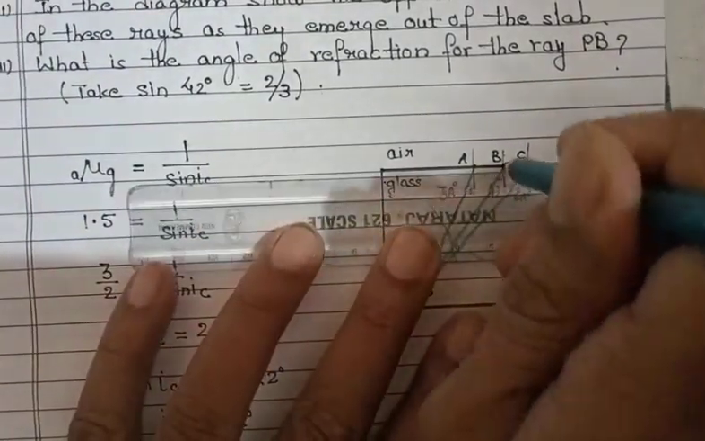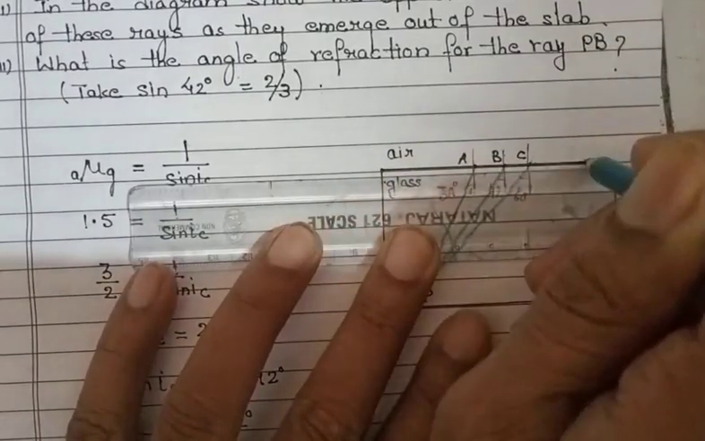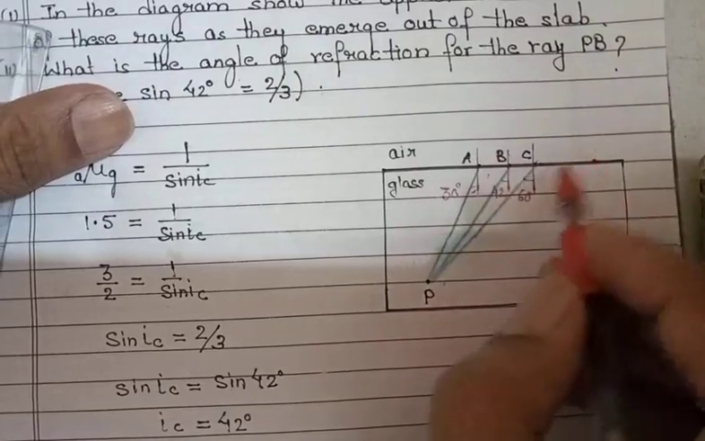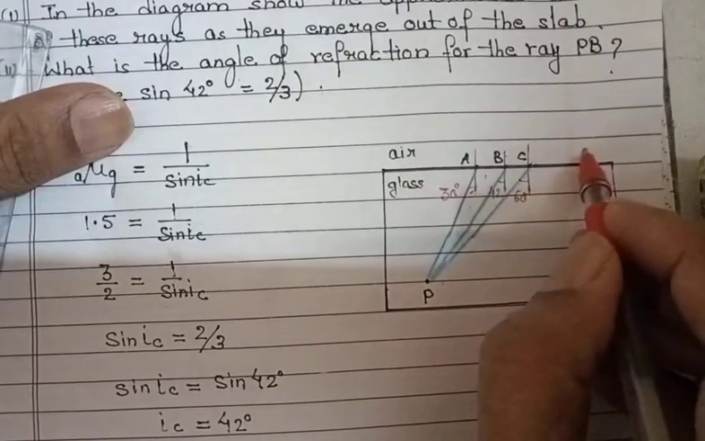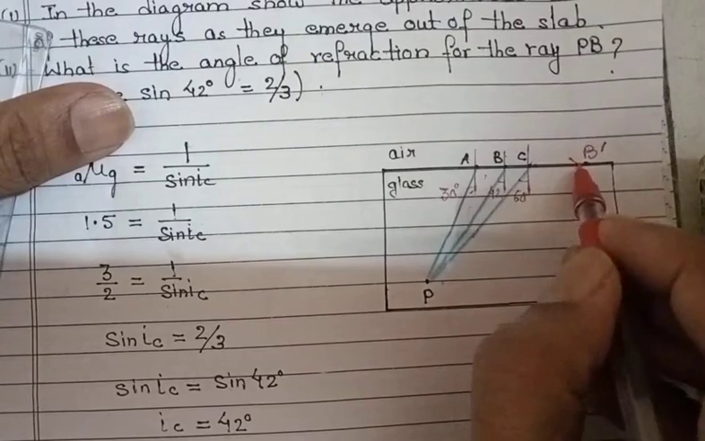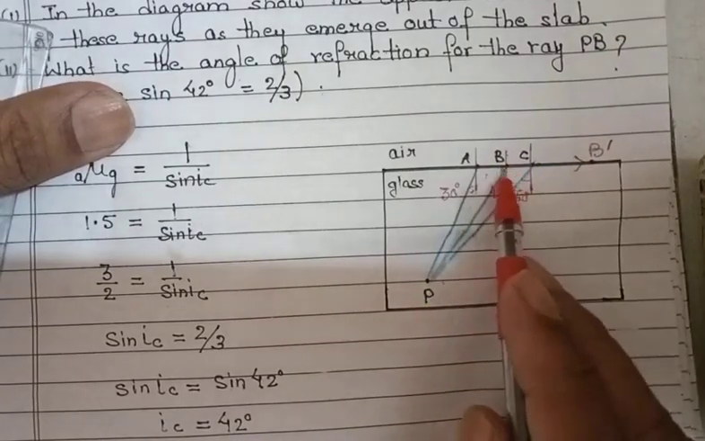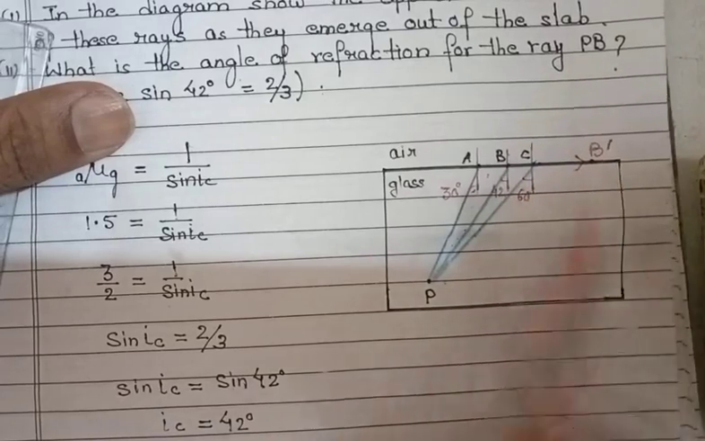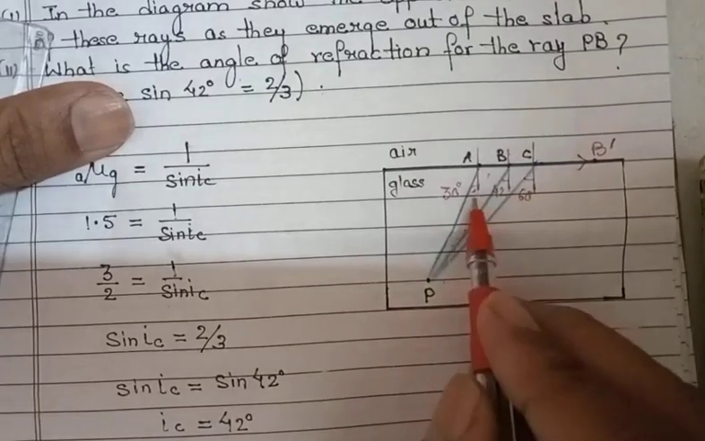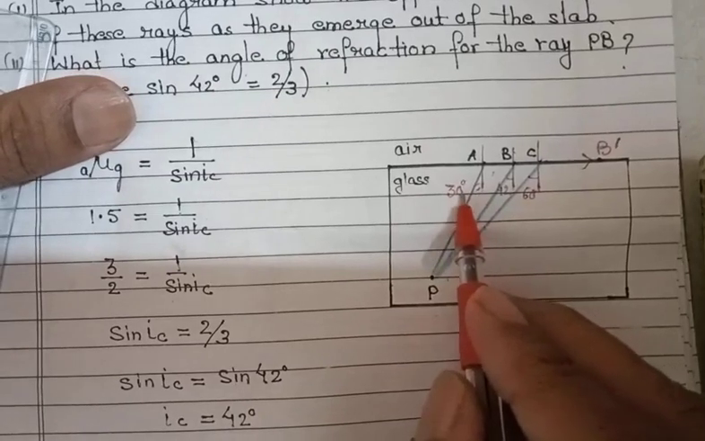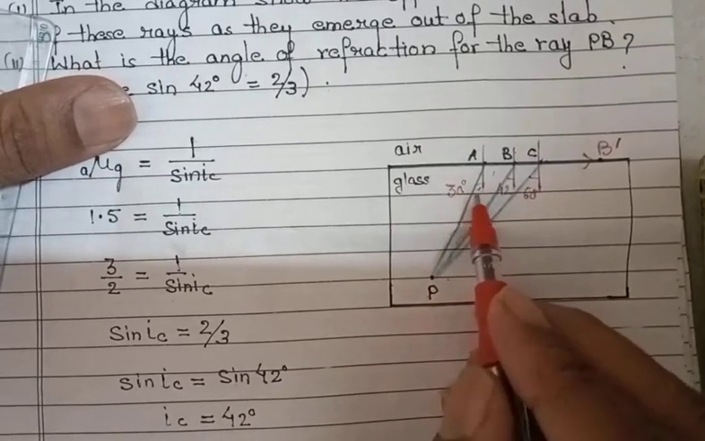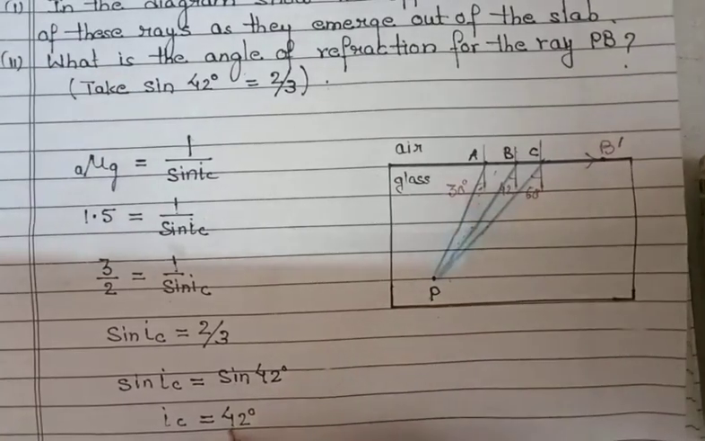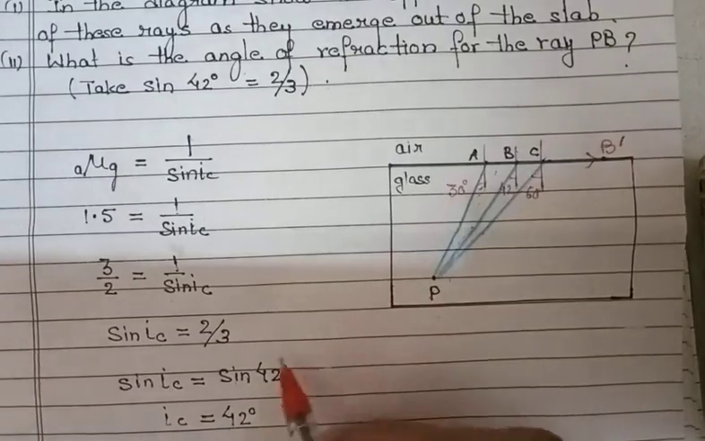So we will be completing our diagram this way, and this will be the path for the ray. So PB will be going along the surface. See, PB will be going along the surface. So we have P dash here along the surface. Now if I compare angle of incidence for PA, PA is getting angle of incidence 30 degree, that is less than 42, that is less than critical angle.